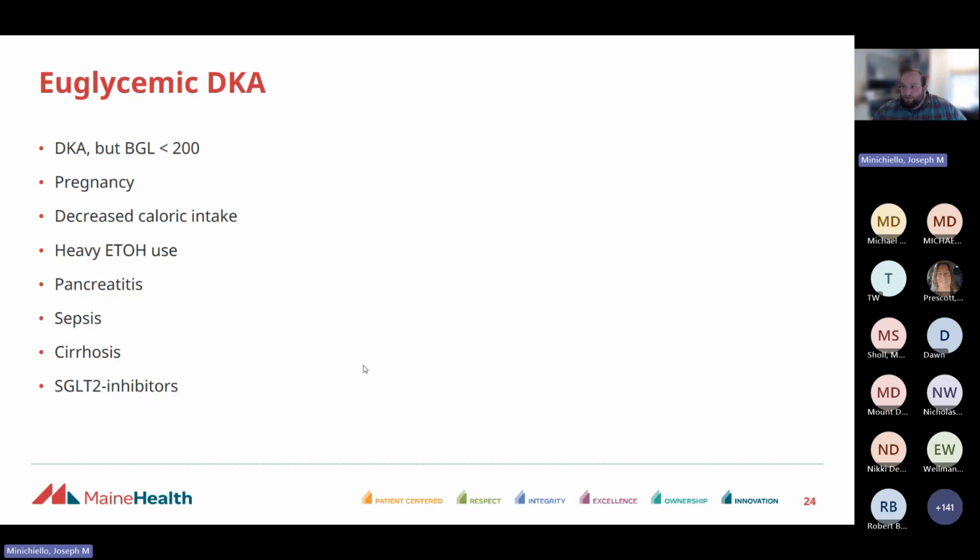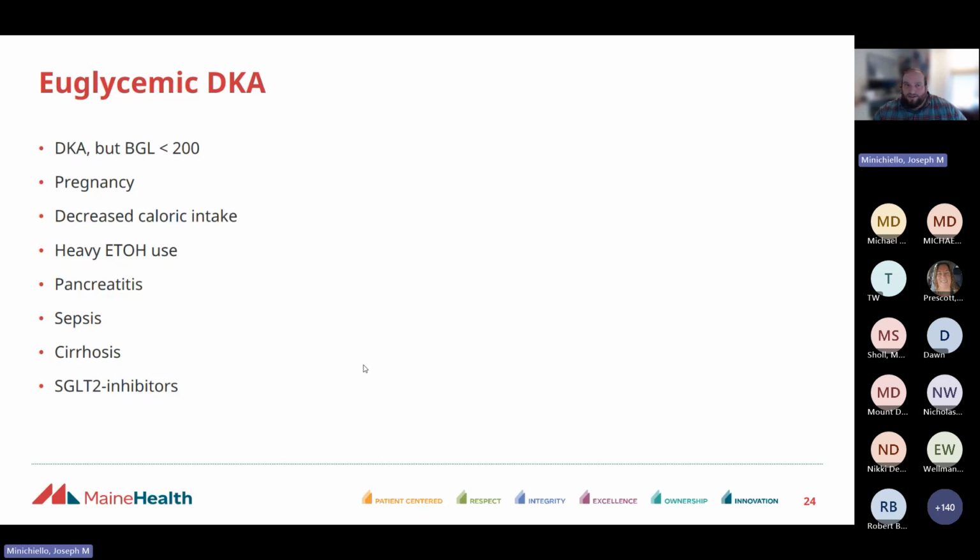A couple things put you at risk for this. One, pregnancy. We sometimes will see euglycemic DKA, and part of that is the increased urination that happens with pregnancy. Some of that sugar is offloaded. You're also kind of feeding for two, so baby sometimes offloads that extra sugar, despite the ketosis and the acidosis very much still being there. Decreased caloric intake, heavy alcohol use.